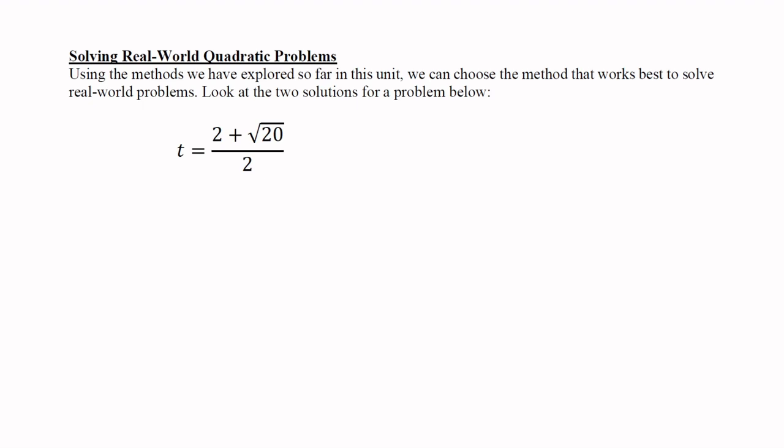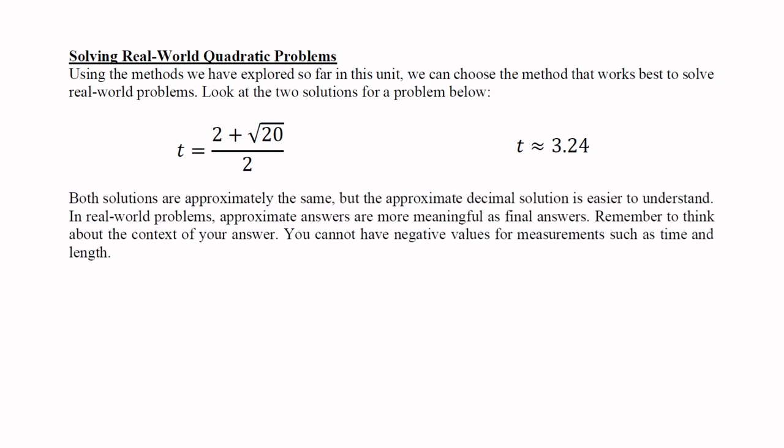Let's look at two solutions for a problem here. You've got t equals 2 plus the square root of 20 over 2. You also have this expressed as t is approximately 3.24. Now, what is the advantage of one over the other? Well, the left one is an exact solution, whereas the right one is only an approximate solution. However, both solutions are approximately the same, but the approximate decimal solution is easier to understand. In real-world problems, approximate answers are more meaningful as final answers.